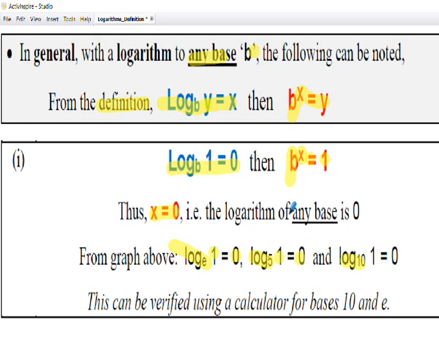If we take log to the base 10 of 1, we would have to have a 0 as our logarithm. The only way we can get 1 on the left-hand side from b to the x is to make x equal to 0. And you can check this on your calculator.